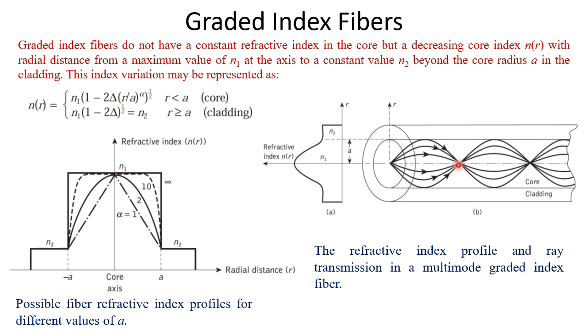So basically what happens for step index fiber, if we have any kind of disturbance or any bending, they will try to produce different modes. But here, because of this focusing arrangement, the number of modes will be restricted. So that is the utility of graded index fiber.